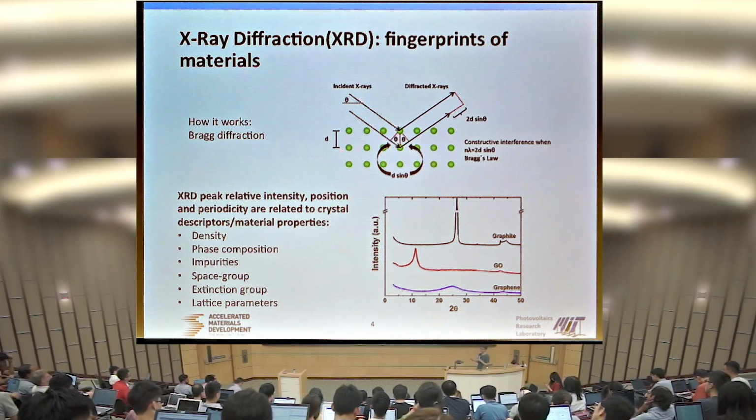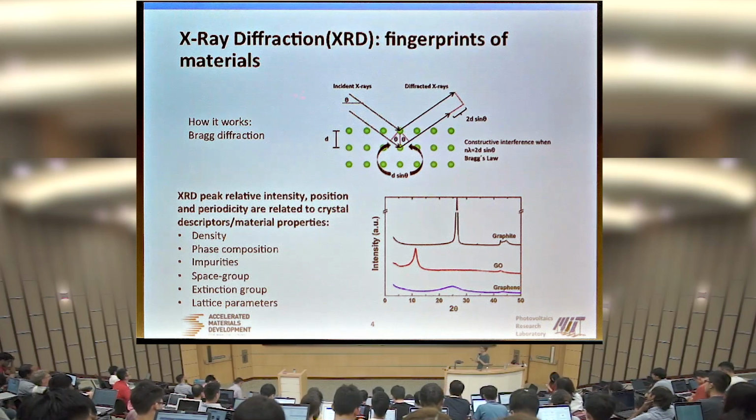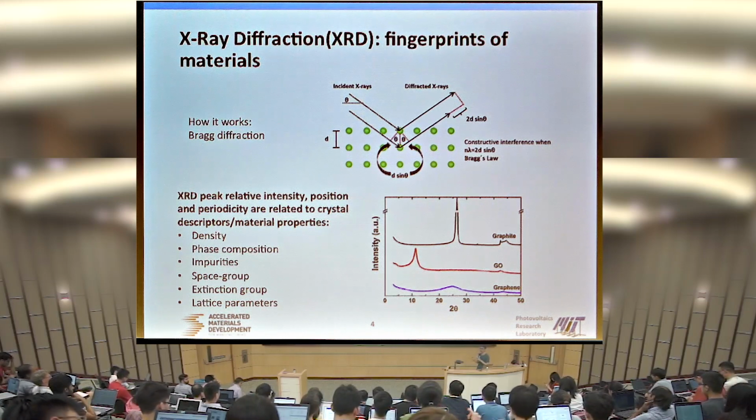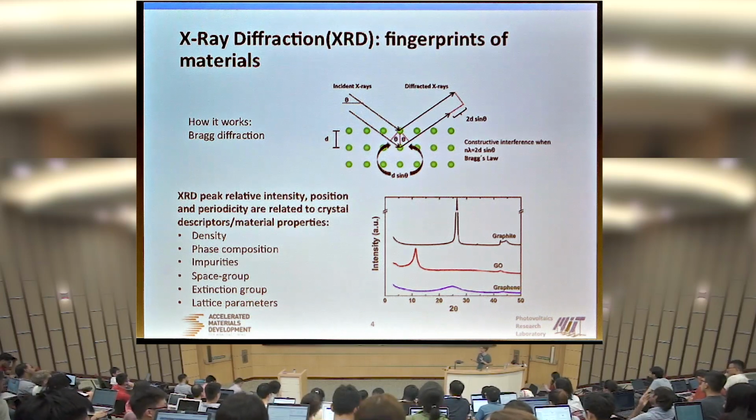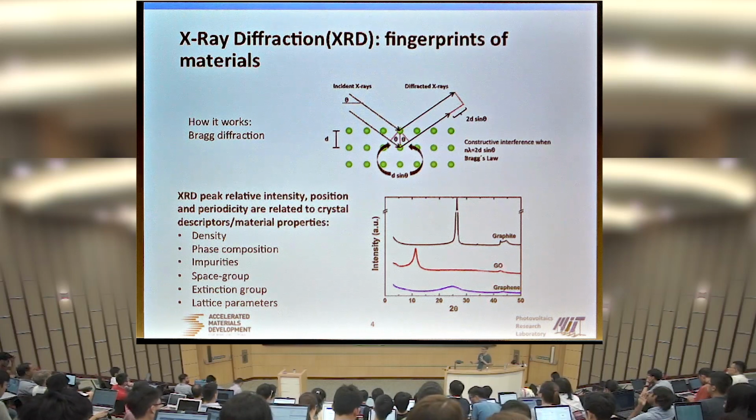In the actual measurement, we change the angle theta, which is the incident angle of the X-ray. You change the angle from 0 to 90 degrees, or you can also reduce the range for your measurement. By doing that, you get a spectrum, which you can think of as a fingerprint of the material. Information such as density, phase composition, lattice parameters, and space group can be extracted from this XRD spectrum. This is an example of the XRD spectra of graphite, graphite oxide, and graphene.